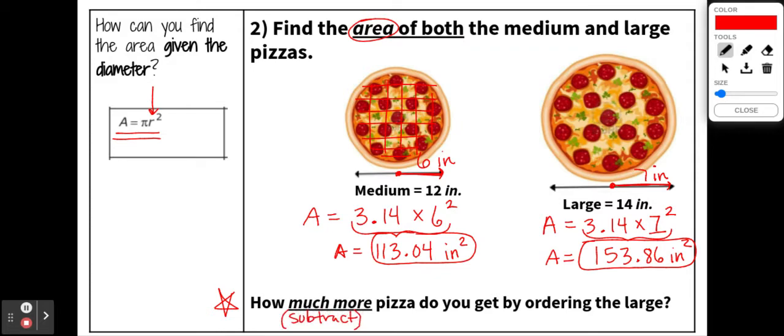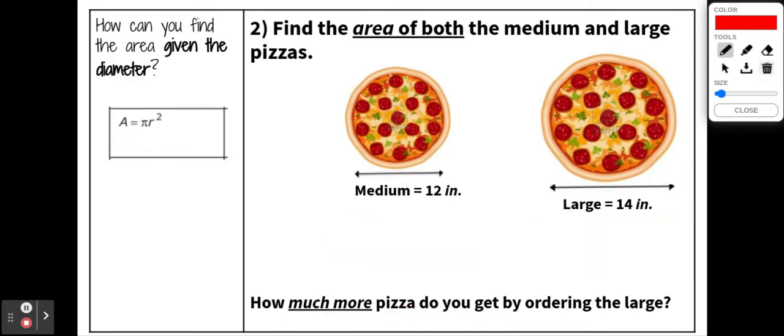So let's take the bigger number, the area, which is 153.86, and we're going to subtract the smaller number, which is 113.04, and we would get 40.82 inches squared. That's how much bigger the large is. So definitely get more pizza if you order the large pizza. Oh, looking pretty good, those pizzas. All right, finding area, given the diameter. We just had to find the radius to do that, didn't we?